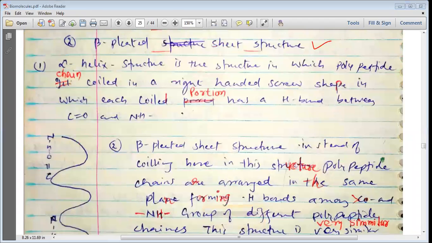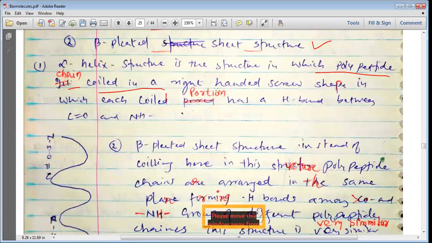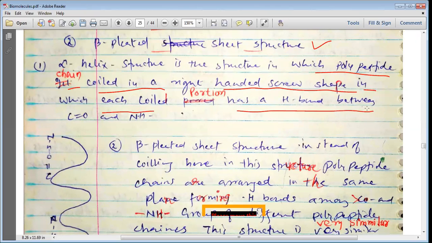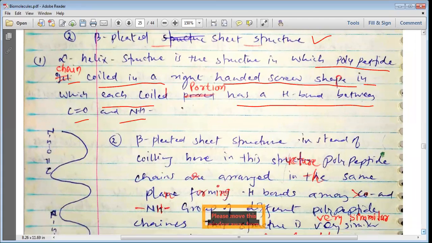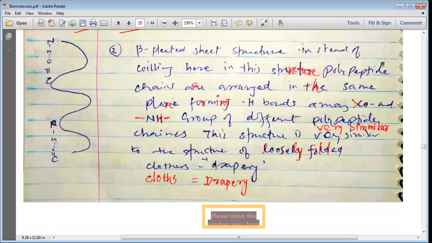Alpha helical structure, my dear student, is the structure in which polypeptide chains are coiled in a right-handed screw shape, in which each coiled portion has a hydrogen bond between the CO and NH groups. You can see in this figure that they have a coil, and in this coil there is a hydrogen bond between the NH group and the CO group.